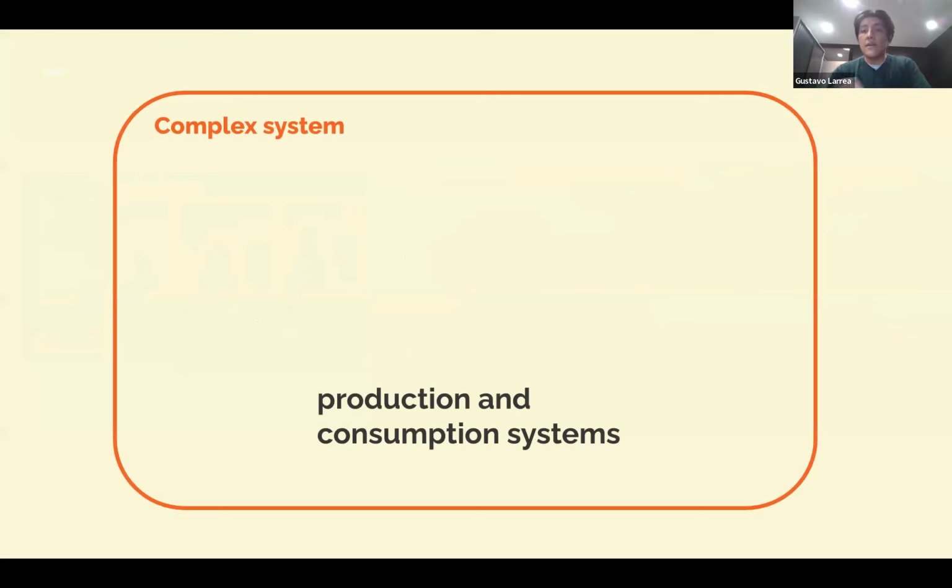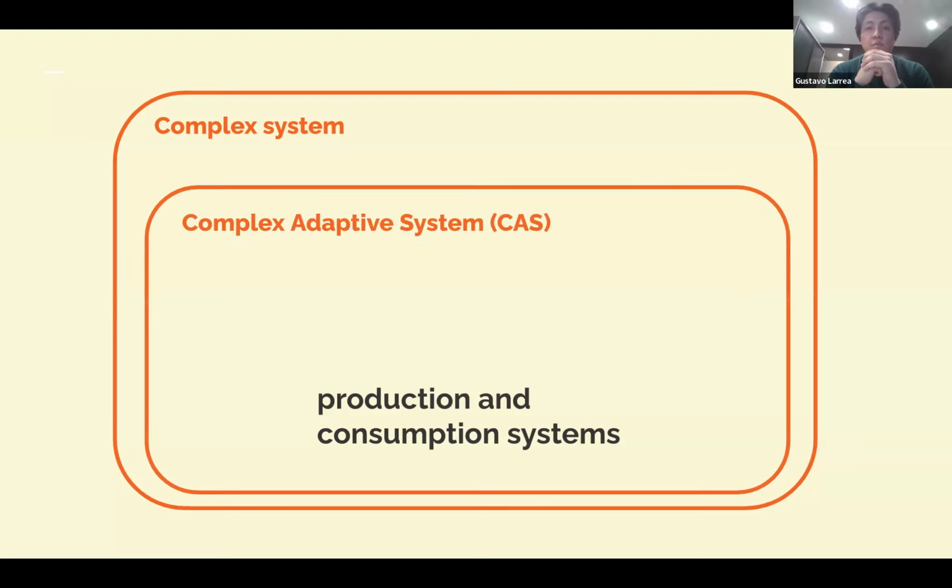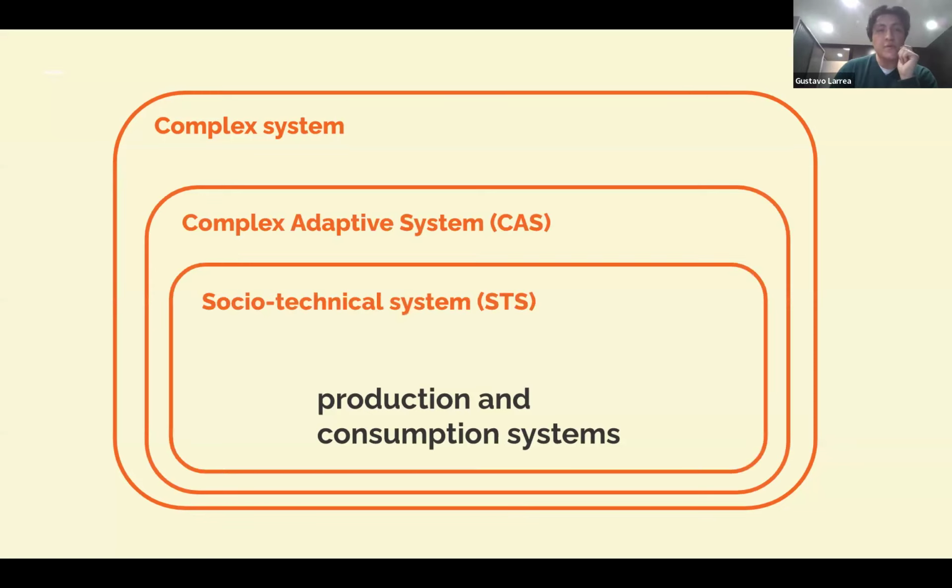Formally speaking, a complex system can be defined as an ensemble of elements that are interacting among each other. And the identity of the whole system is determined by its elements, and at the same time, the identity of the elements is determined by the whole system. Simultaneously, these systems are also adaptive because they respond and adapt to exogenous and endogenous changes. Finally, something very important to mention is that we are not dealing with simply technological systems, but socio-technical systems, because production and consumption systems are networks of social agents that are constrained by some technical characteristics.